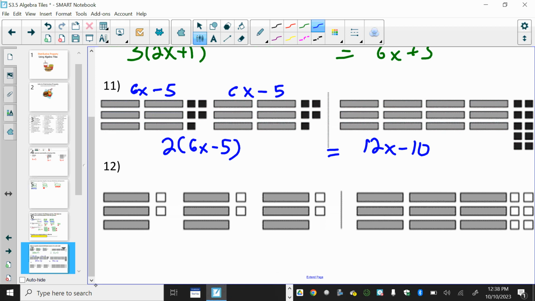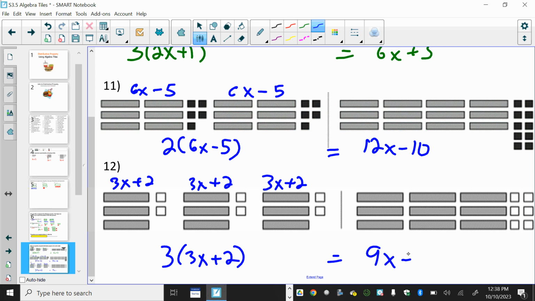Right? Here we have 3x plus 2. Three groups of 3x plus 2. 9x plus 6. 1, 2, 3, 4, 5, 6, 7, 8, 9. Alright, so this is the way to write. We're saying there's three groups, and inside of each group is what the groups are composed of. This is how many numbers there are. You see, we can use multiplication to get there.